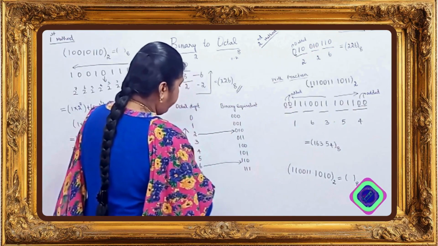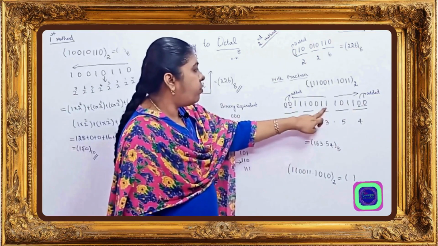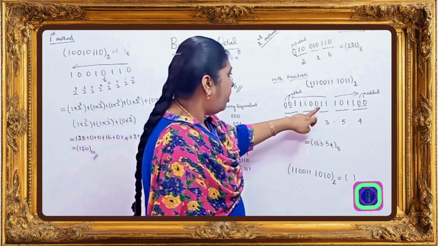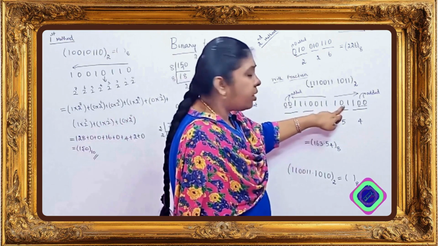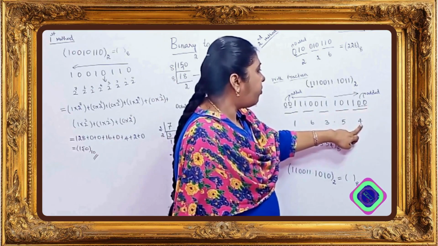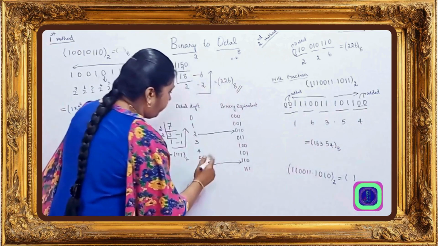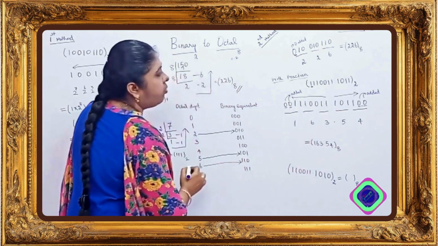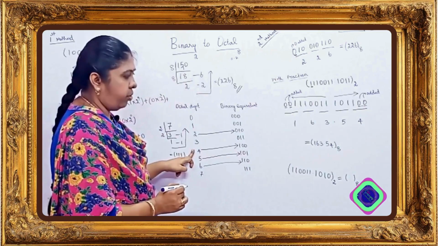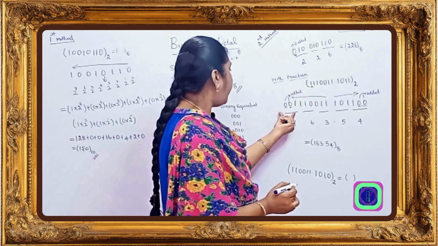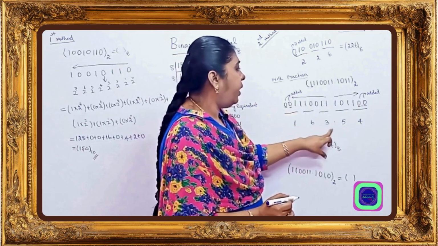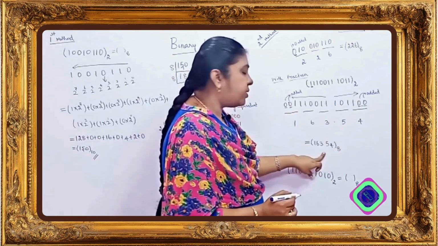110, which is represented by 6. For 011, its equivalent value is 3. 101, the equivalent value is 5. 100, its equivalent value is 4. So for the 3-digit binary equivalents, the octal value is found here, that is 163.54.